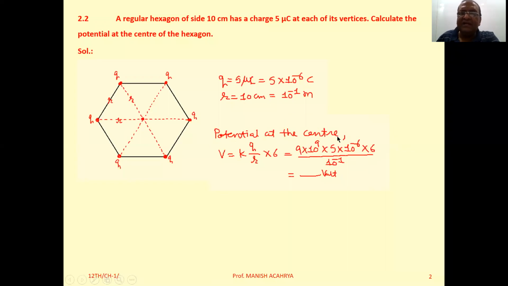Now, the potential at the center due to any one charge we can give by kq upon r. Total 6 charges are there, so multiply it by 6. So the resultant potential is 6 times kq upon r. k is 9 × 10^9, q is given to you 5 × 10^-6, upon r that is 10^-1, into 6. Now solve this one, you will get the resultant potential at the center of the hexagon. Clear?